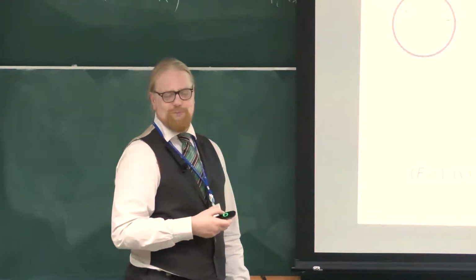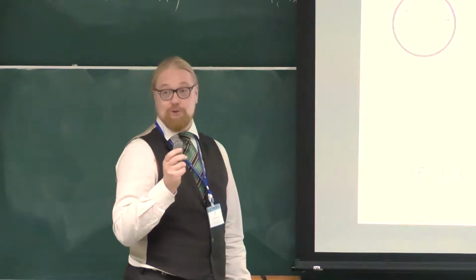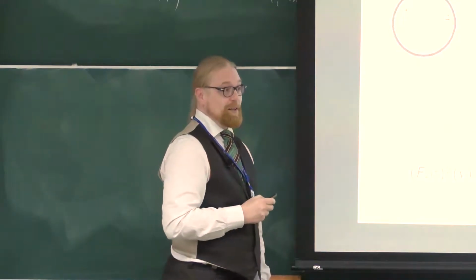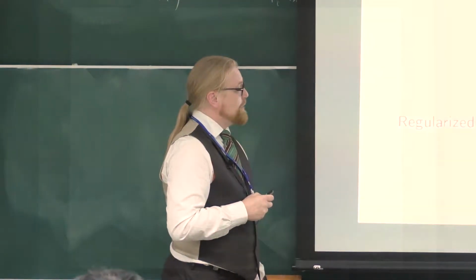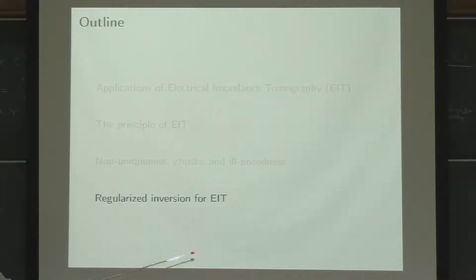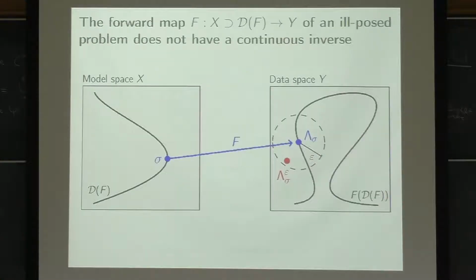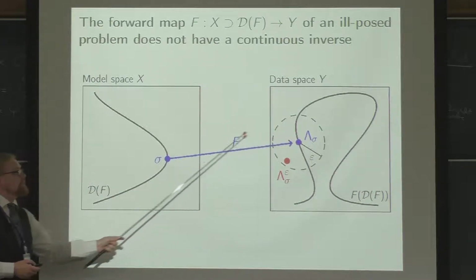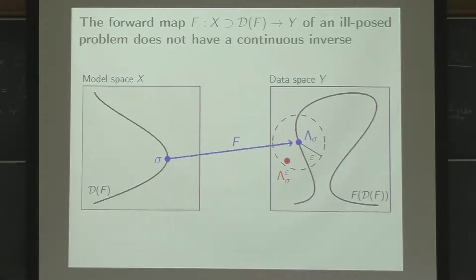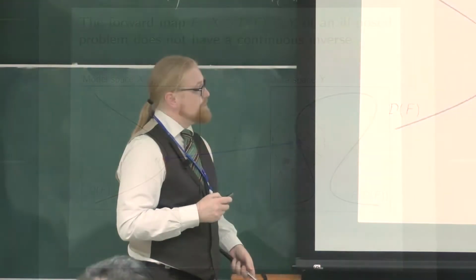So it may sound like, what can we do with this problem? Fortunately, there are ways to deal with it. I will describe some methods for it. How can we regularize this really ill-posed inverse problem? Remember, we have this forward map, which doesn't have a continuous inverse, not even when restricted to the range.